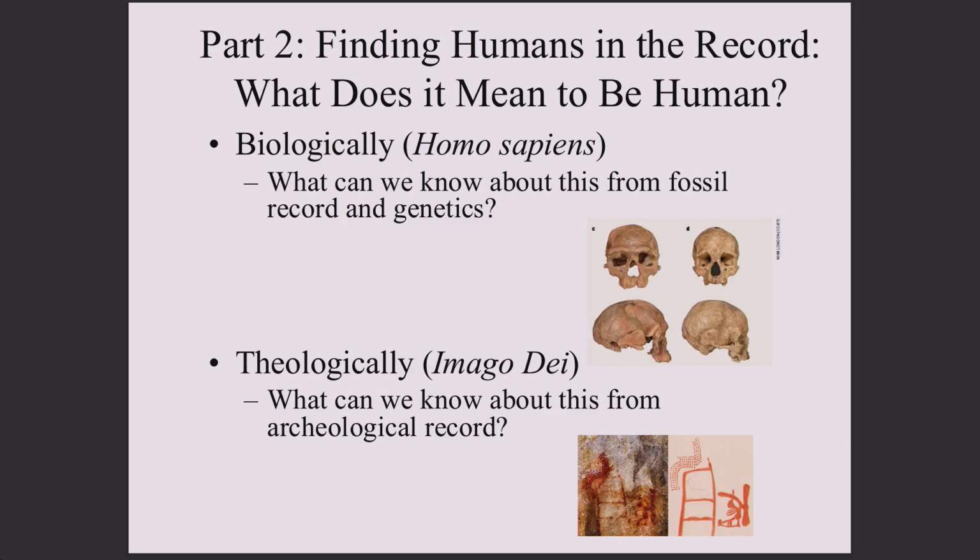So what I want to do in part two is try to find where humans show up in the fossil record. Where can we find both biological humans and theological humans? Dr. Kemp made that distinction between a biological human and a theological human, right? A biological human is something we could scientifically categorize as Homo sapiens. It has a certain structure or morphology, and we'd say it could interbreed with other Homo sapiens, right? And what can we know about this from the fossil record, and what can genetics tell us?